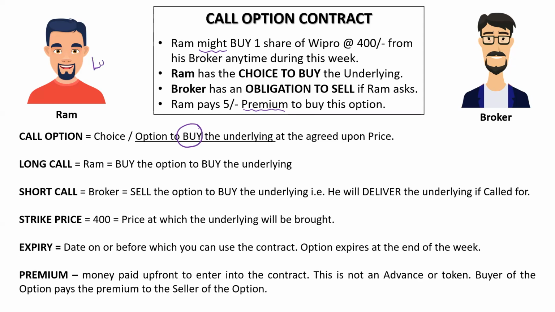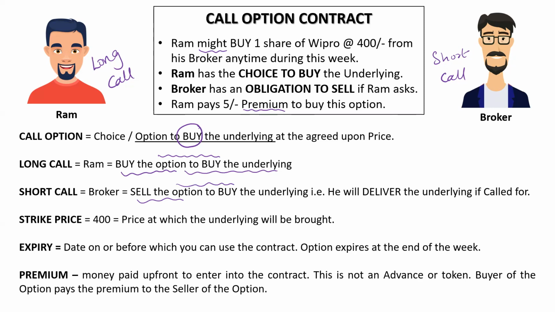Ram is known as the long call. So the person who has the option, or the person who is buying the option, is known as a long call. So long call is Ram. He is buying the option and this option is to buy the underlying. The broker is the short call. He is selling the option and this option is to buy the underlying. That is, he will deliver the underlying if called for. If Ram asks for the share, then the broker has to sell it to him.